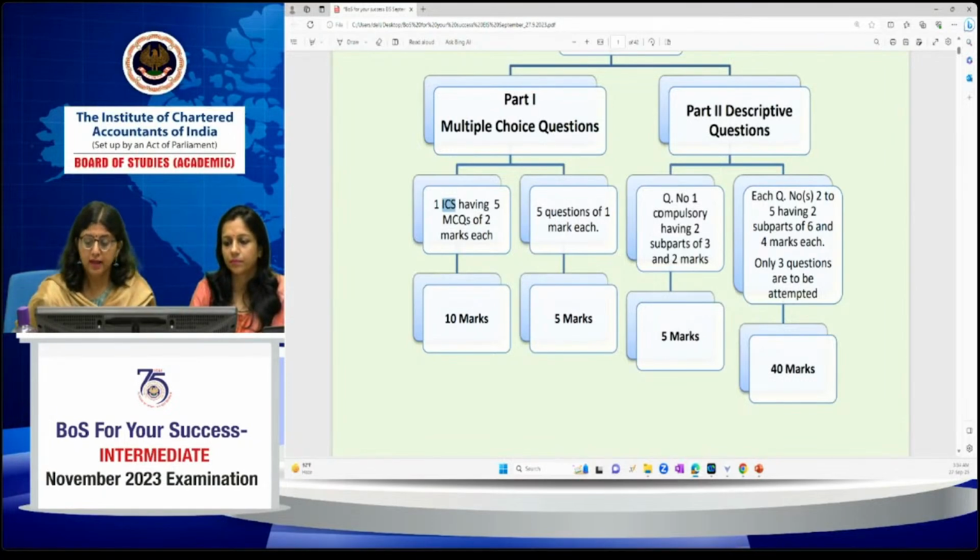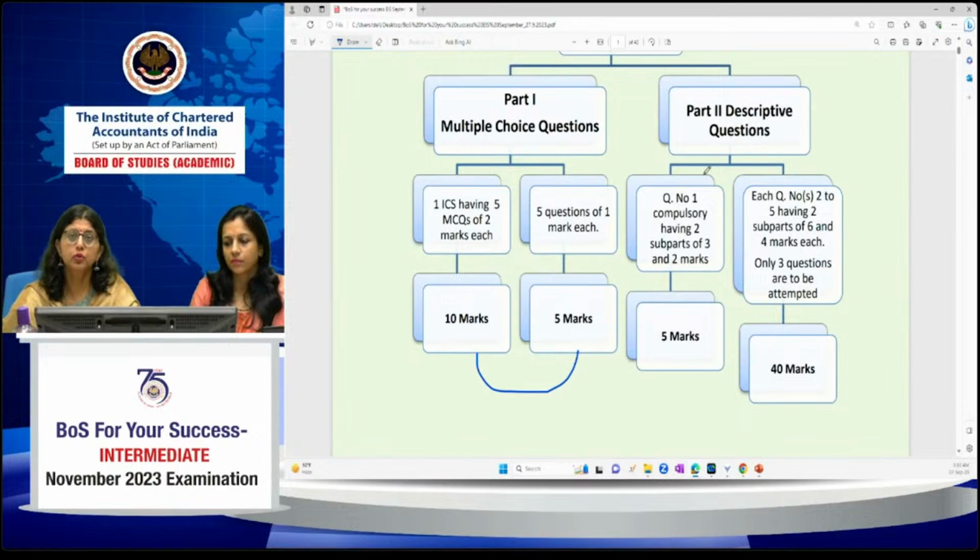So this MCQ part, which is of 10 marks, is based on the case scenario. One case scenario we will have and certain questions based on it. The questions based on the case scenario will be of 2 marks each. And the remaining 5 marks are independent questions of 1 mark each. So we have 15 marks in total dedicated to the MCQ portion.